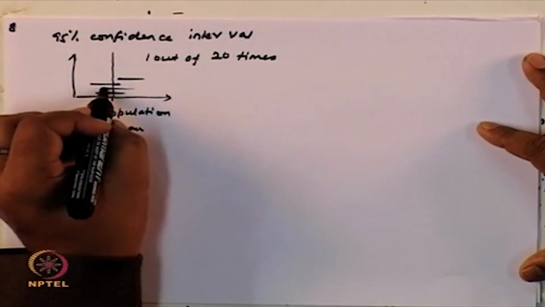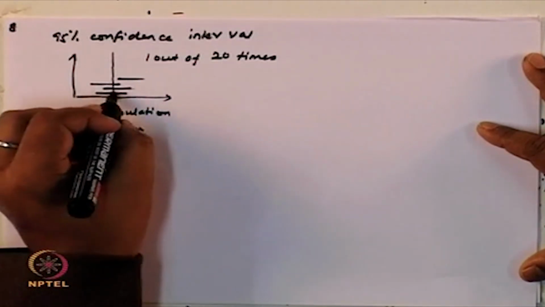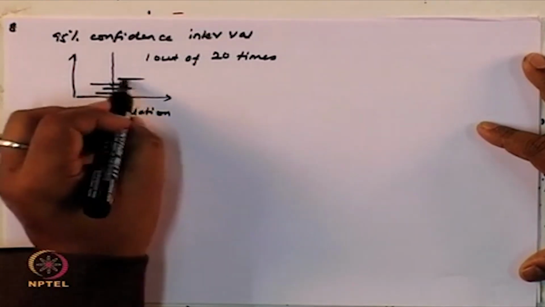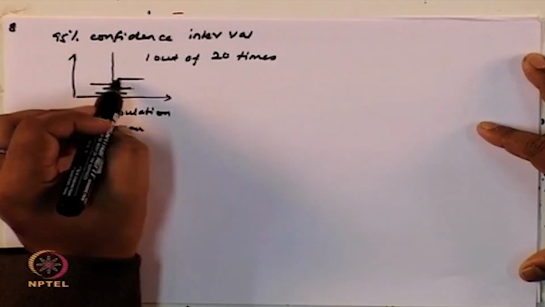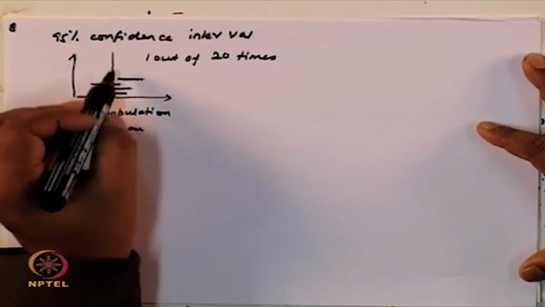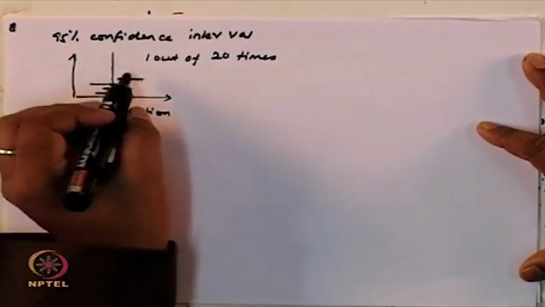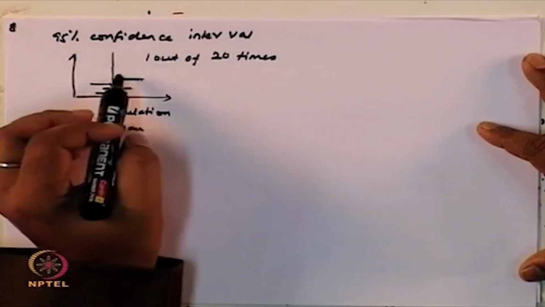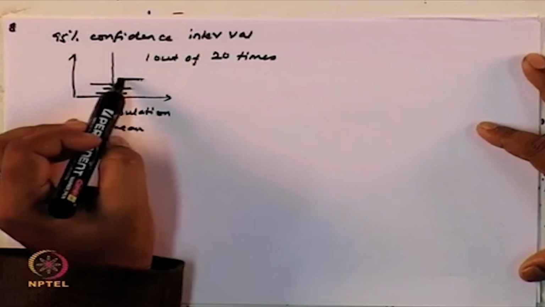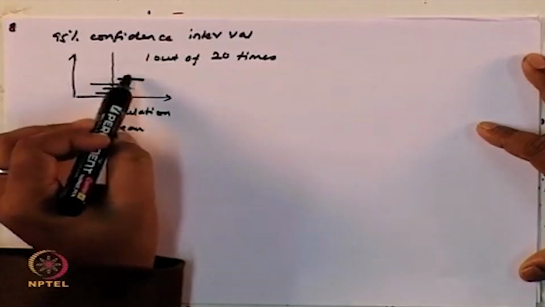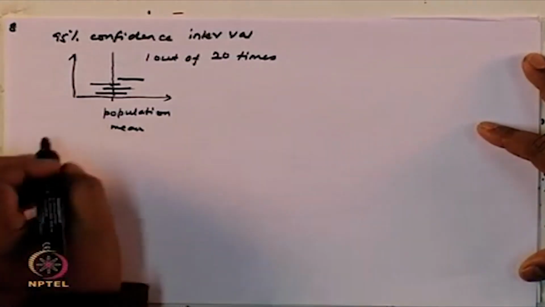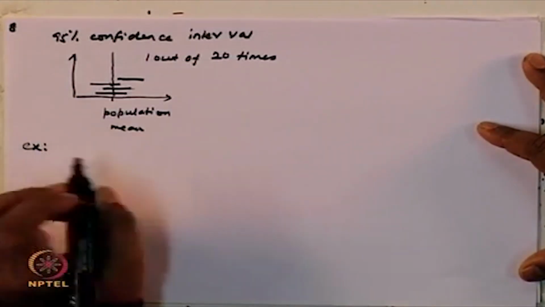In all of these three cases, the range contains the population mean, but this is an example where the range does not contain the population mean. So, when we say 95% confidence interval, this means that only in 1 out of 20 times will you have a scenario where the population mean does not lie in that interval. Let us take another example.